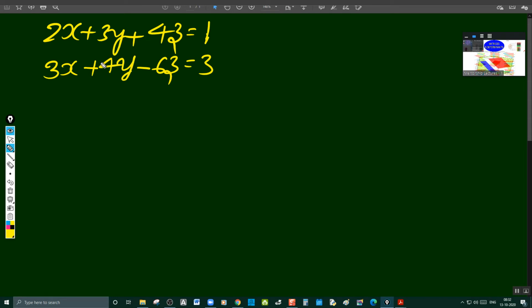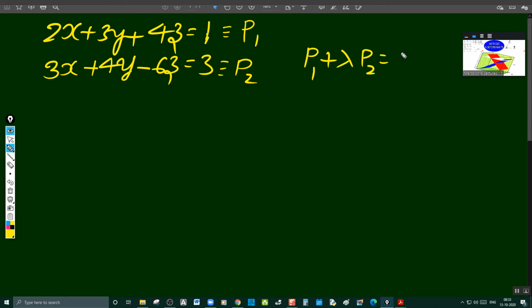Now I'll tell you a technique of how the professor forms the question. Just listen to me carefully. This plane, let me say it as P1. Let me take this plane as P2. Now, if P1 plus lambda P2 is taken, what is it? Nothing but the set of planes that are passing through the line of intersection of P1 and P2.